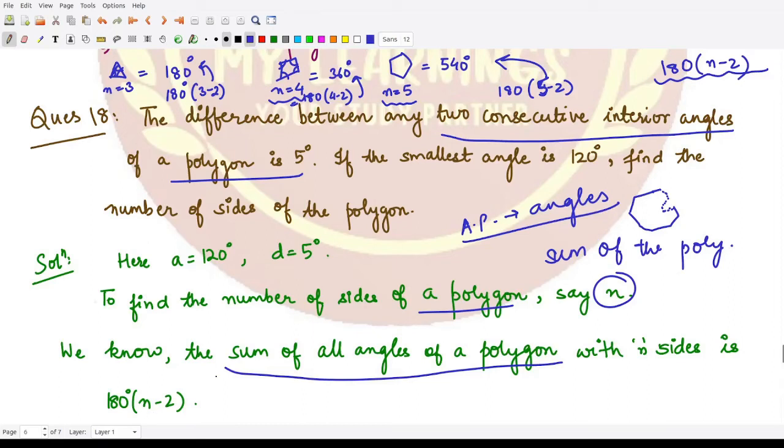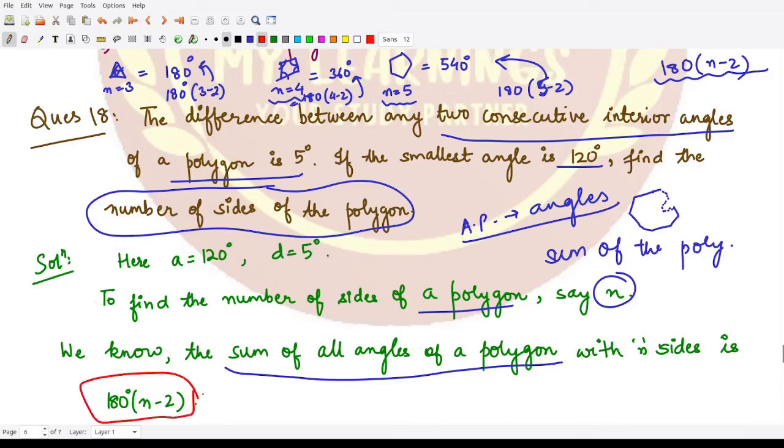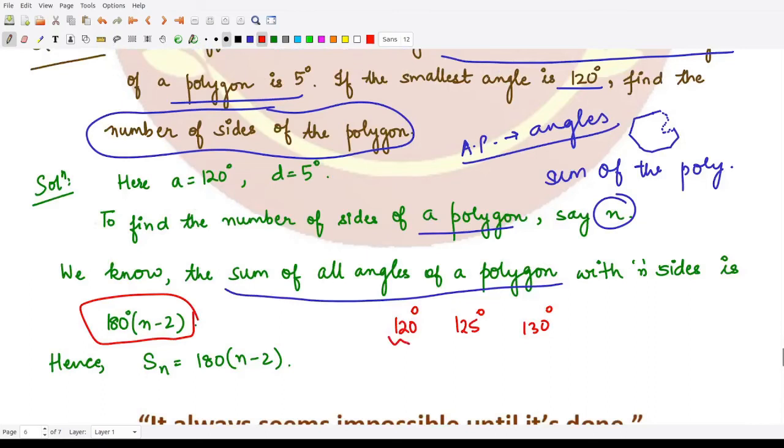Now you know the sum. They are saying the smallest angle is given to be 120 degrees, and we need to find the number of sides of the polygon. So we are required to calculate the value of n. We know the sum of all the angles is 180 degrees into n minus 2, and we start with our angle 120, and the difference between consecutive angles is 5, and the smallest one is 120.